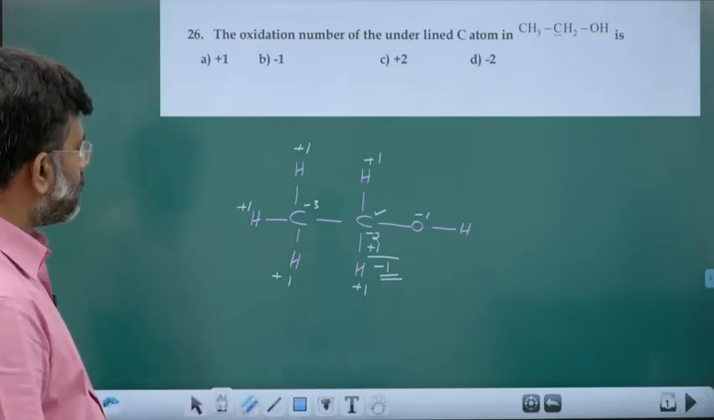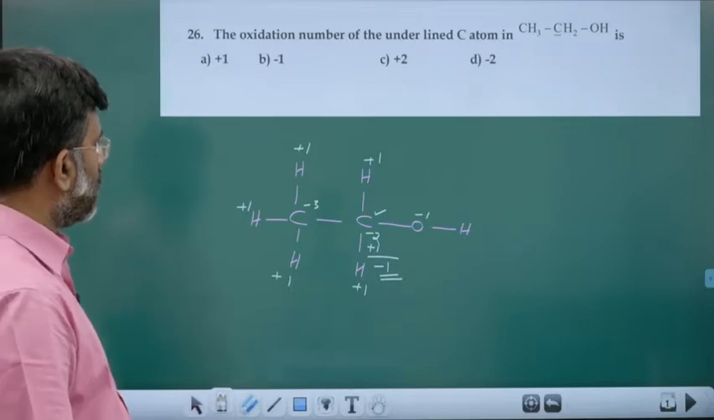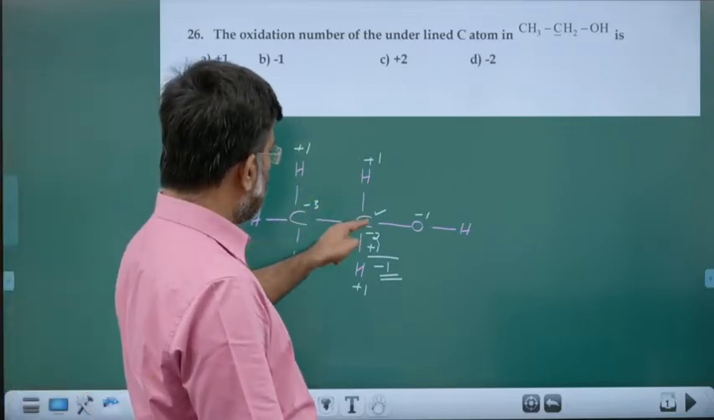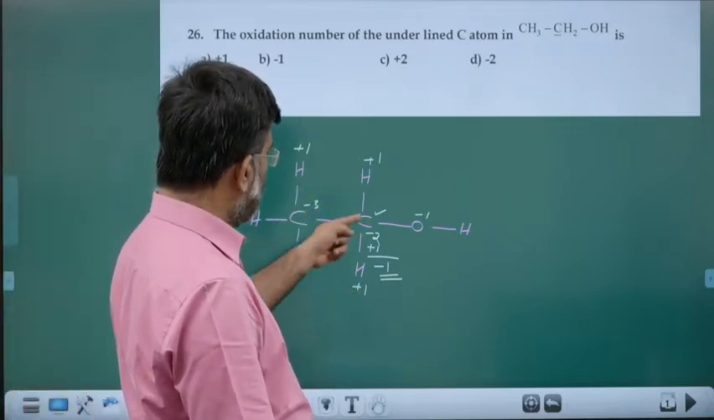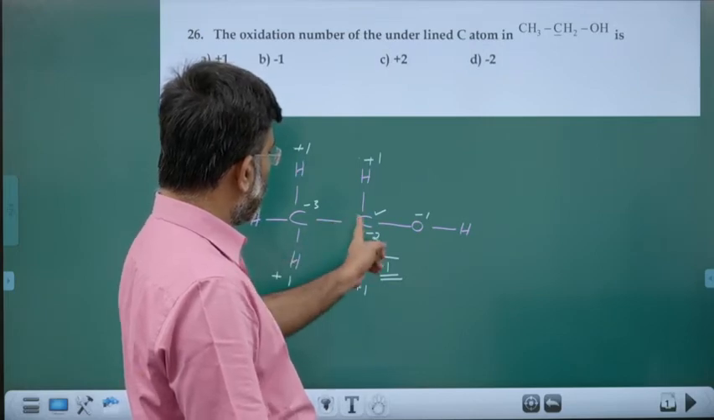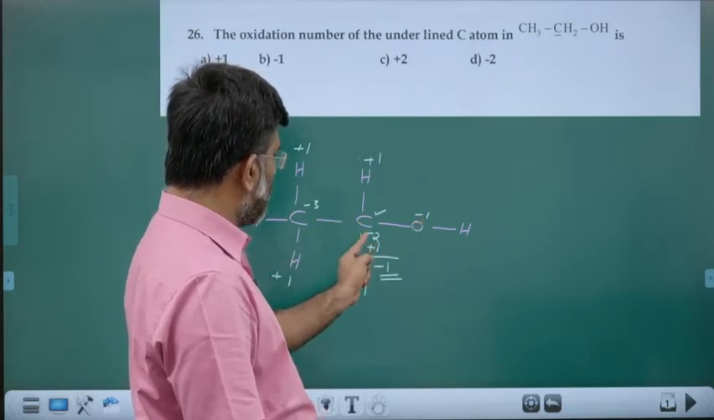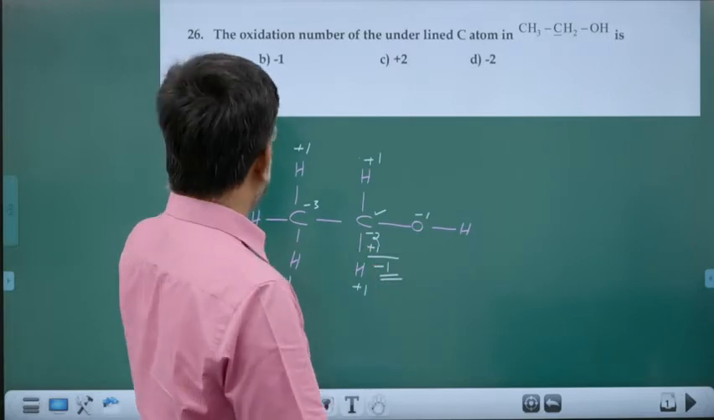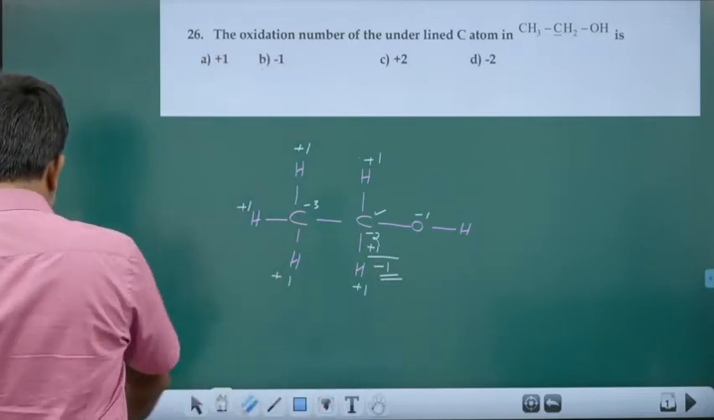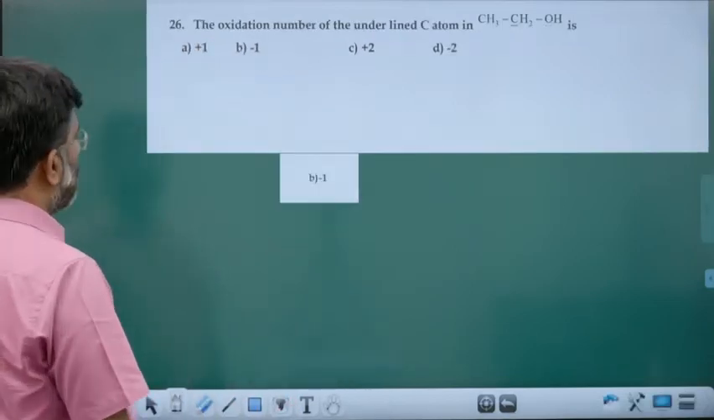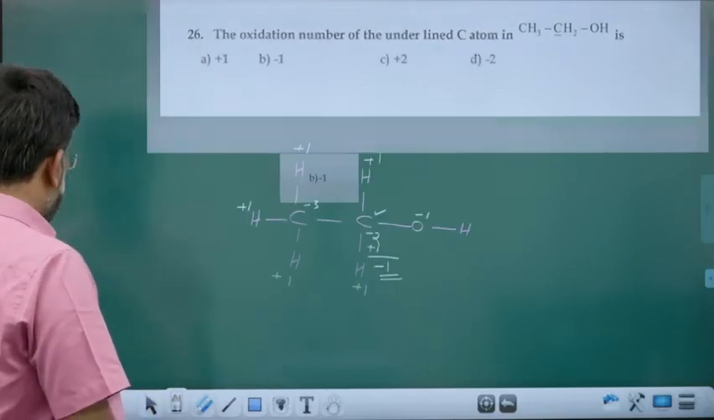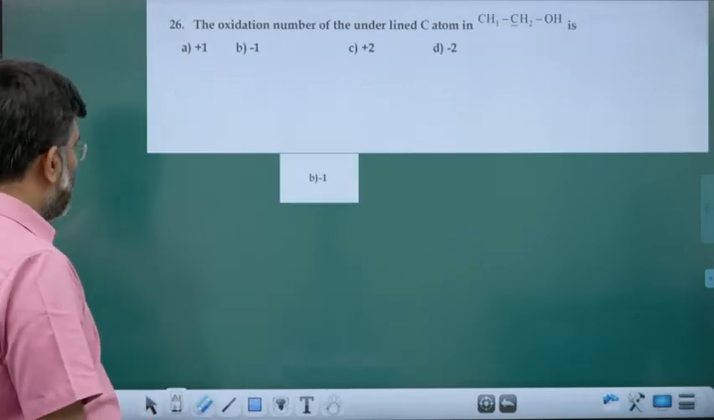Right? So hydrogen plus 1, here minus 1. So it is minus 2. And here minus 1, here it is plus 1. Minus 2 and plus 1, minus 1. Answer is option B, minus 1. Next.